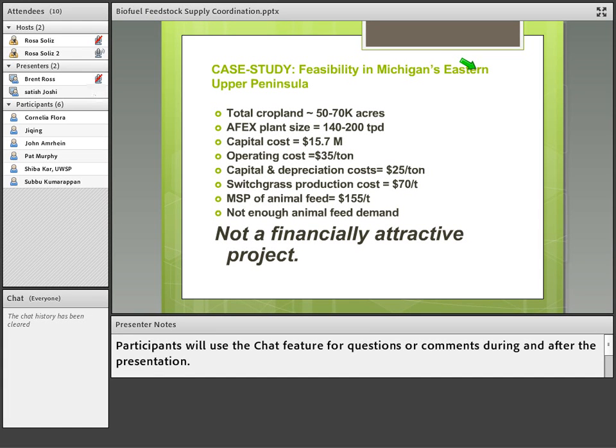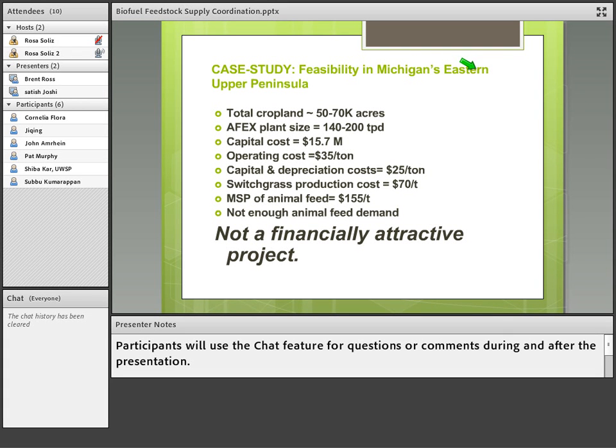So the bottom line is it's not a financially attractive project. The cropland is relatively low, at about 50 acres total availability. So even the max it can support is a 150 to 200 tons per day capacity plant, and the capital costs are going to be $35 per ton, and there are not enough animals, so there is not enough animal feed demand. It's not a feasible option. That's the case study, but we could extend it to any other area. It's a fairly simple protocol by which you can do a back of envelope feasibility analysis.